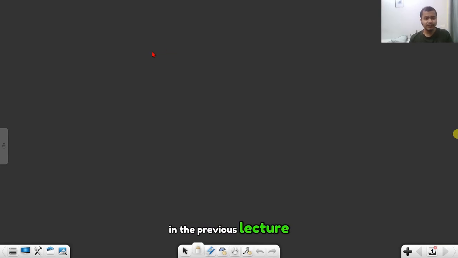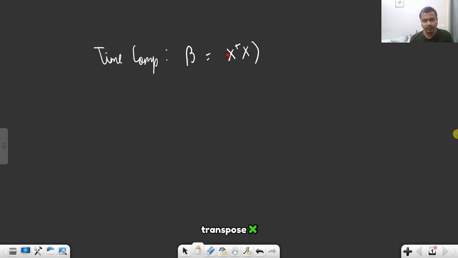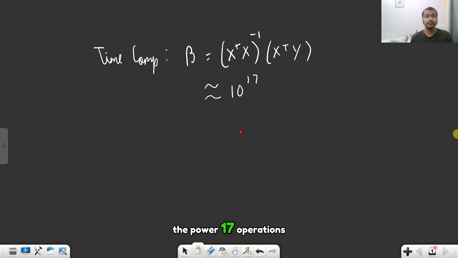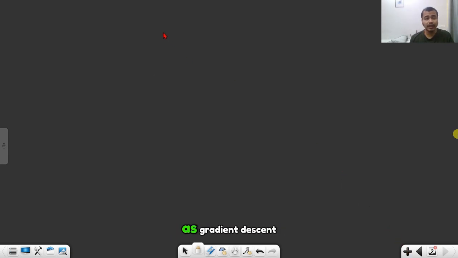In the previous lecture, we have seen that the time complexity of beta equals (X transpose X) inverse X transpose Y, in real life scenarios goes to nearly 10 to the power 17 operations. This is a hell of a lot of time. So, are there any better approaches to finding these values of beta? Yes, and that is known as gradient descent.